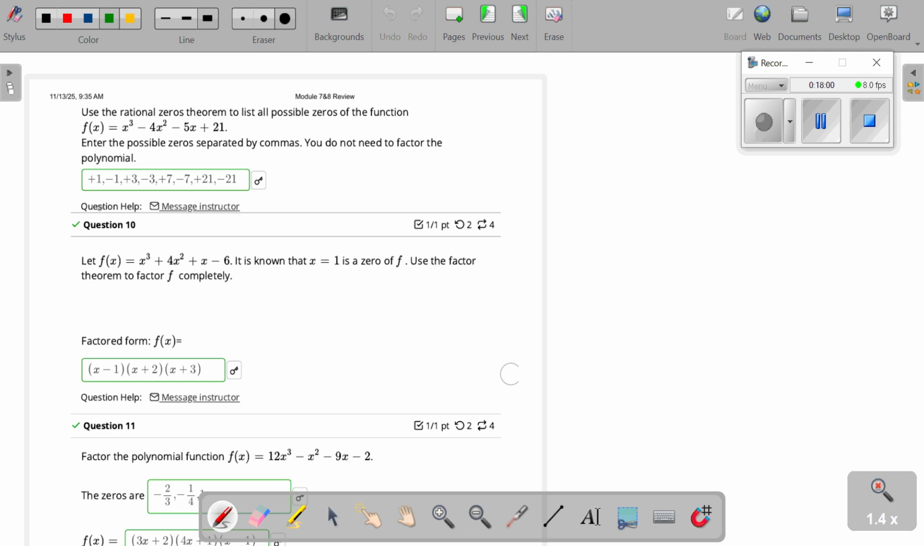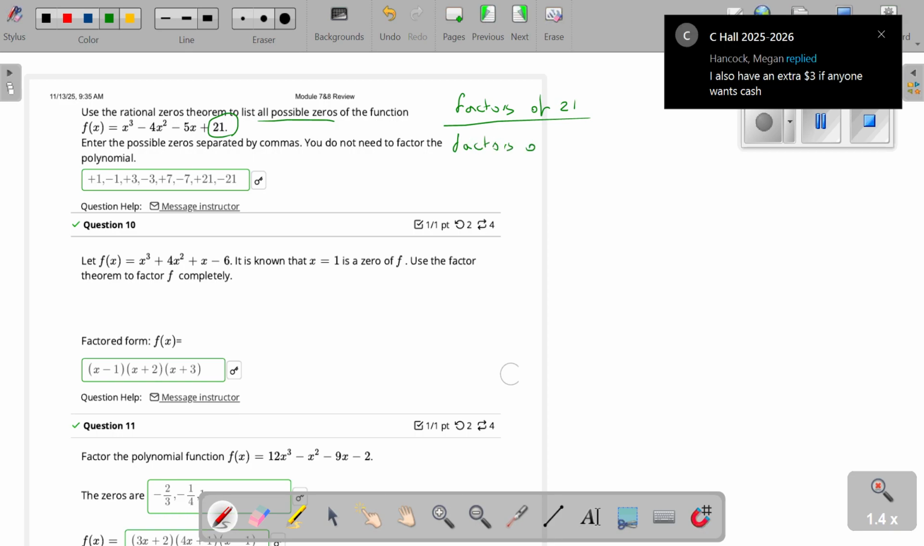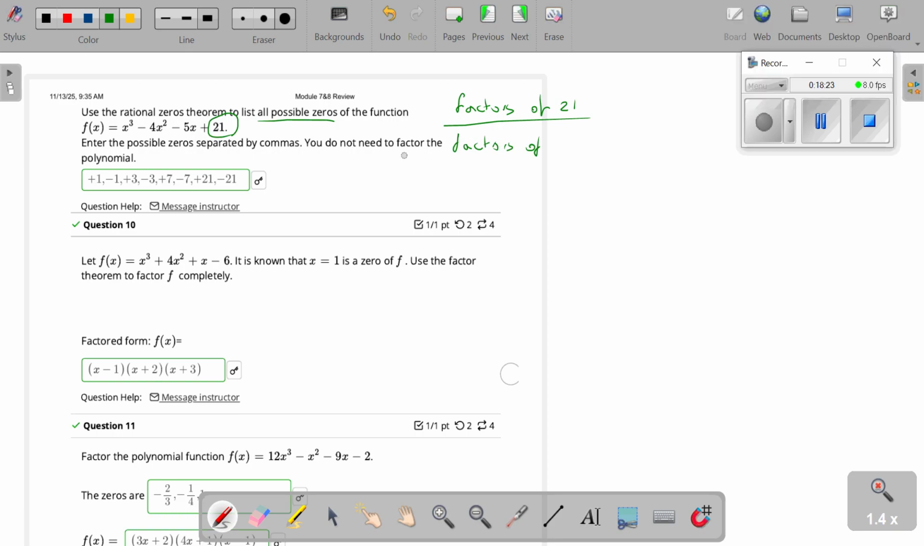Next question is asking us to use the rational zero theorem to find all possible zeros of the function. In order to do that, you need to find the factors of the constant term, which is 21. So you're going to write that here on top, and factors of the leading coefficient, which is 1. And we're going to divide them.